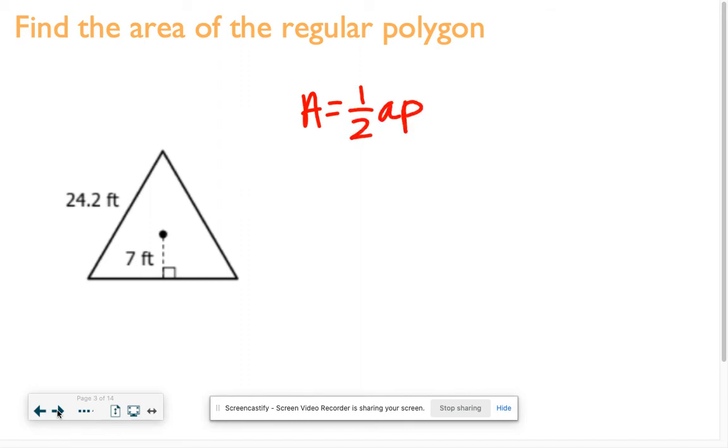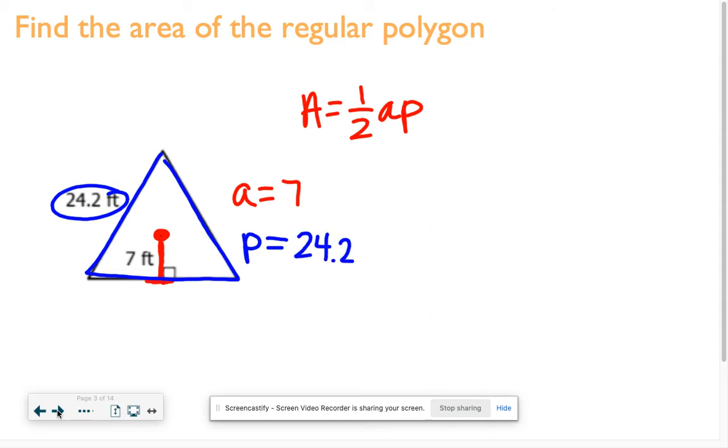Okay, so we need two things. We'll just label it out. We need an apothem. Well, luckily for us, they are giving us that information right here. Remember, your apothem goes from the center to the side of your triangle. So 7. Easy enough. Now our perimeter, remember that's if you were to walk all the way around your triangle, how far would you travel? Well, luckily for us, we know that all of these sides are the same, so they're all 24.2 feet. So we just have to simply take that times 3, and we'll get our perimeter of 72.6.